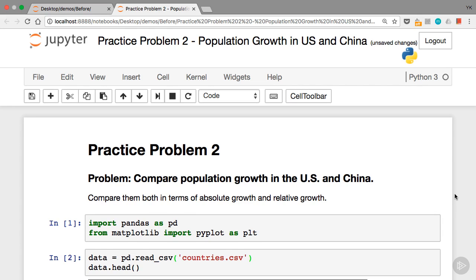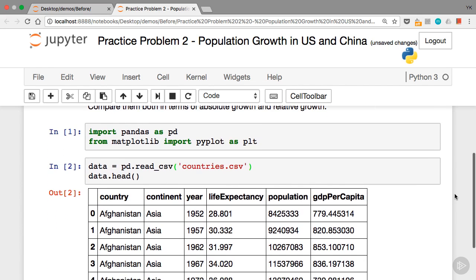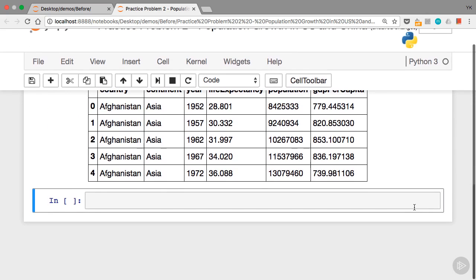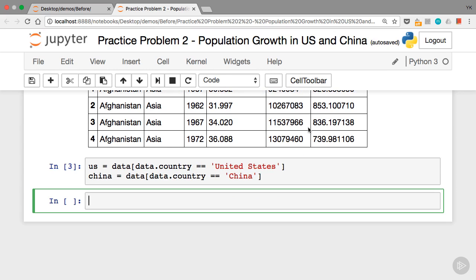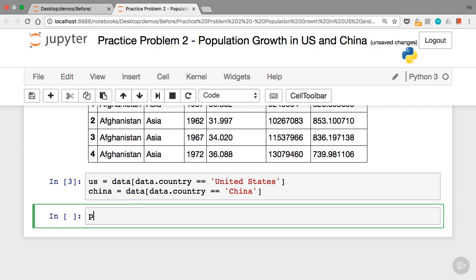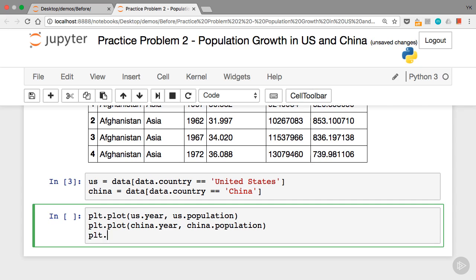After importing pandas, pyplot, and countries.csv, select the data for the US and China with data[data.country == 'United States'] and China. Store them in variables called US and China. Then you can plot the populations of the US and China with plt.plot(us.year, us.population), and the same for China. Show this graph with plt.show().